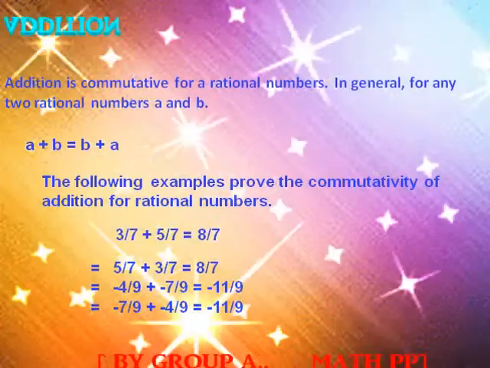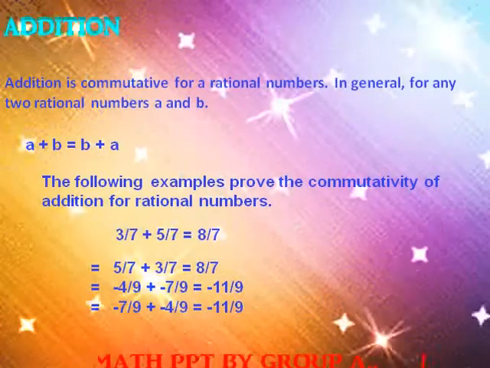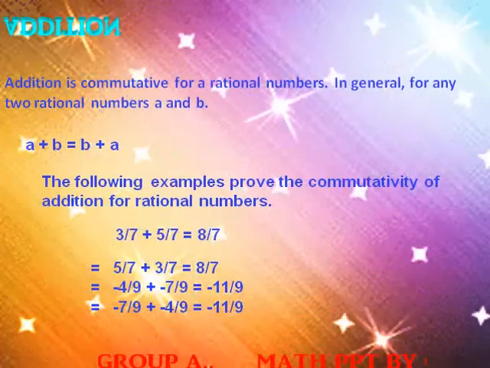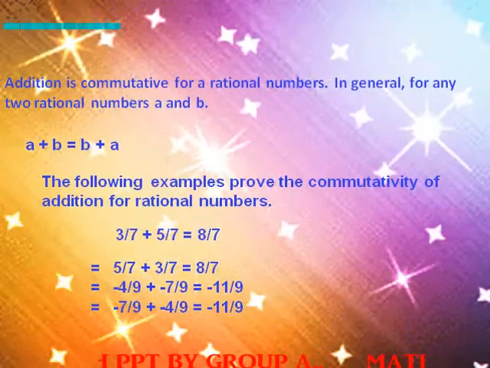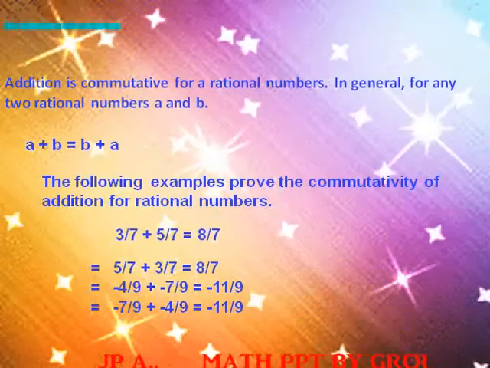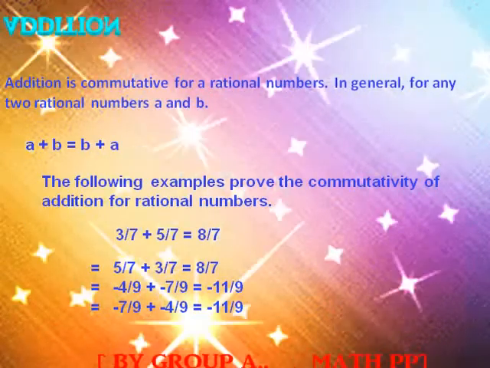Commutative property. Addition is commutative for rational numbers. In general, for any 2 rational numbers a and b, a plus b equals b plus a. The following examples prove the commutativity of addition for rational numbers.